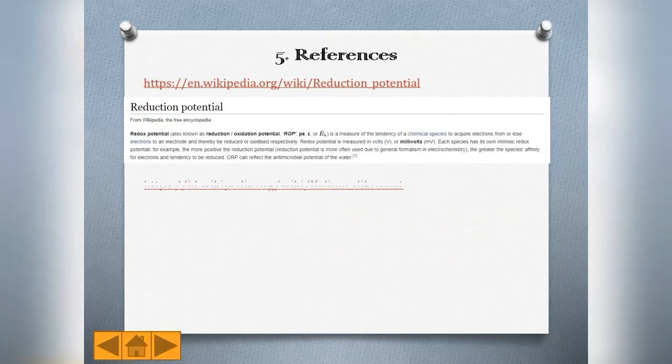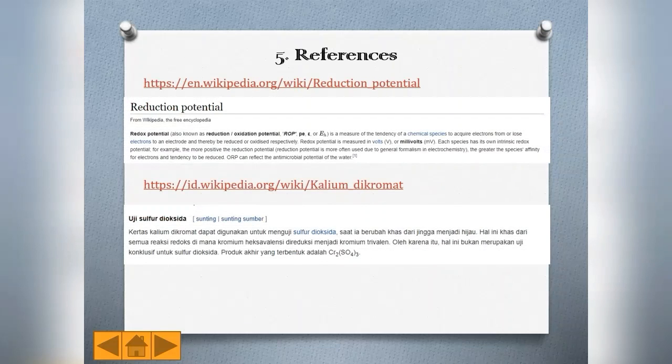And the last one, for the reduction potential, I took from English Wikipedia, reduction potential, and for the sulfur dioxide test, I took from Indonesian Wikipedia, kalium dichromate. For the video completing my slide, let's watch and check it out.